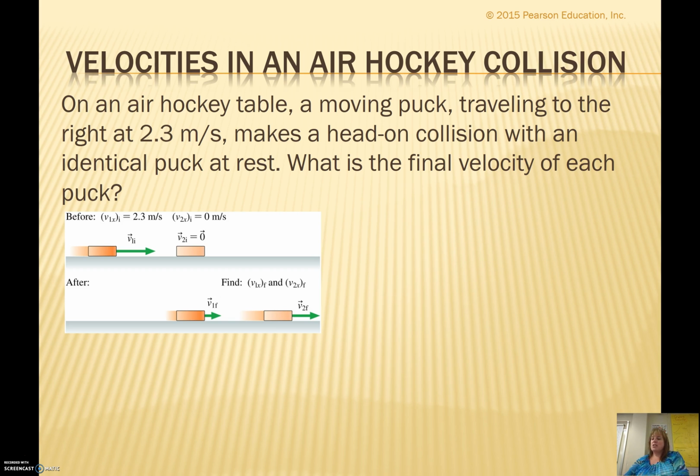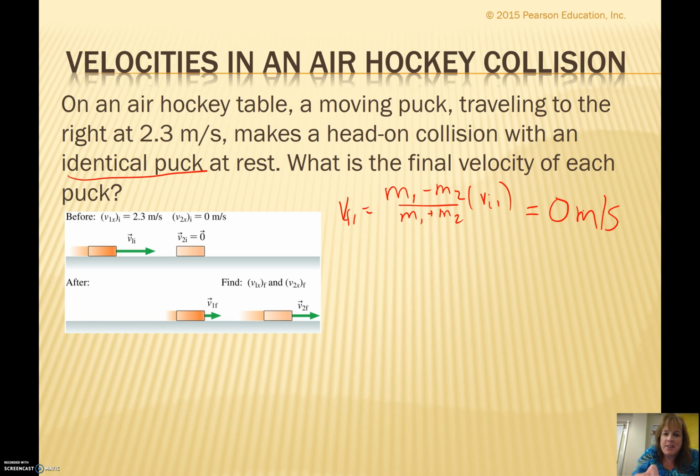Well, if we use our equations, we want to find the first one. Remember, the final velocity of the first one is the difference between the masses divided by the sum of the masses times the initial velocity of that first one. Well, they're identical pucks, which means that their masses are the same. I don't have numbers here, but it doesn't matter because their masses are the same. So what does that mean? Well, that means this is going to be 0 meters per second. Interesting. We'll talk about that again in a sec.